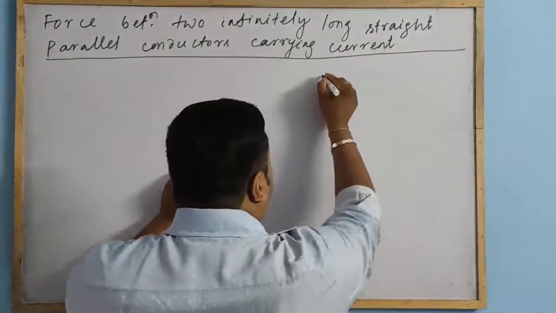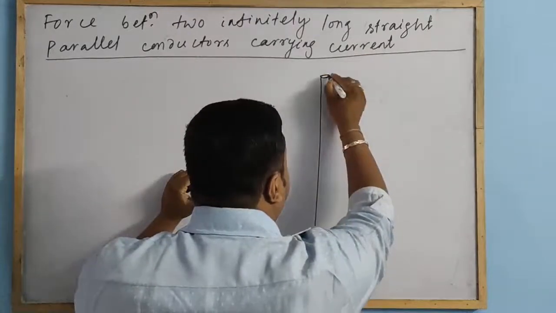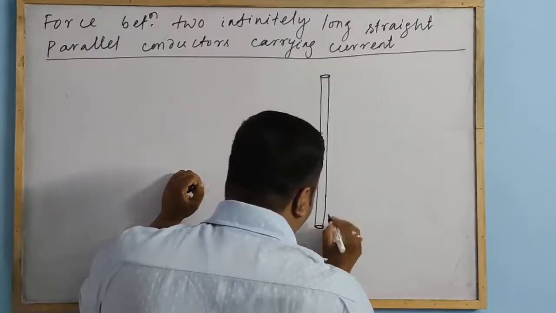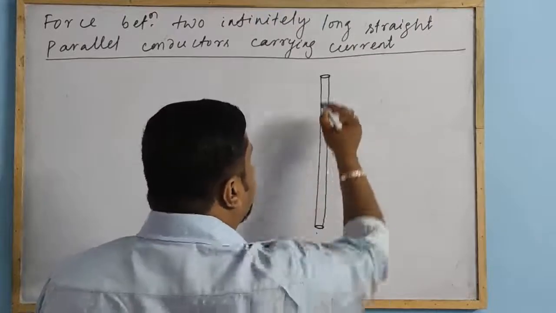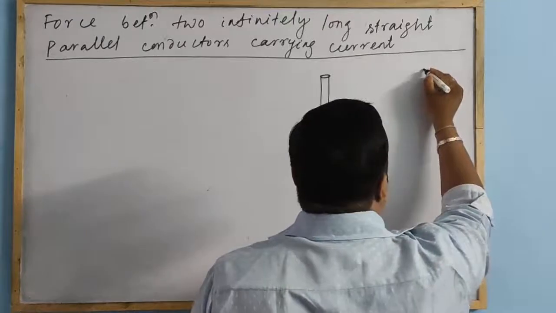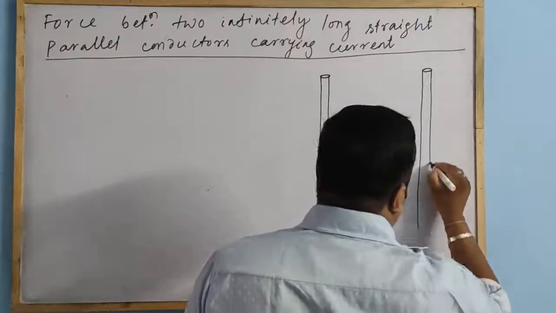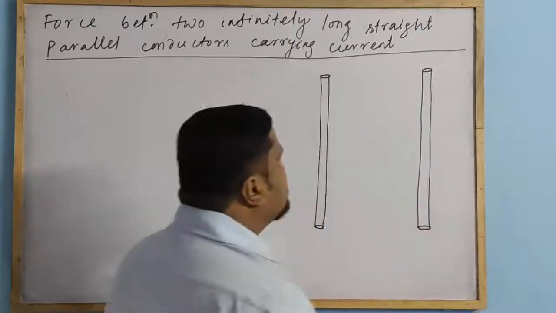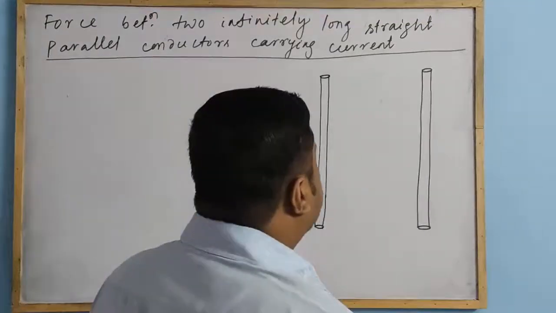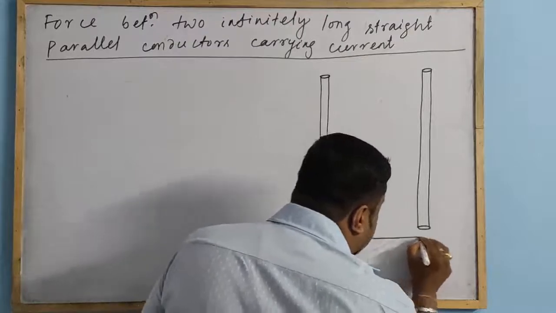Let us consider there is a conductor 1. This is an infinitely long conductor, some portion of which is shown, and there is another conductor which is placed parallel. These are placed parallel. Clear? Let these be the two conductors placed parallel, and let the separation between them be D.